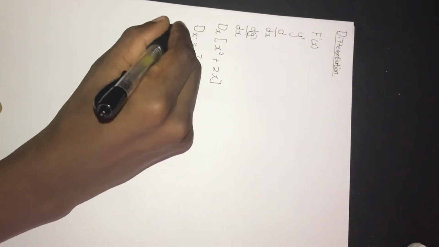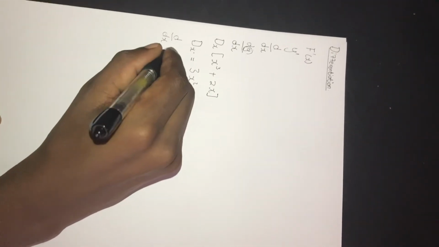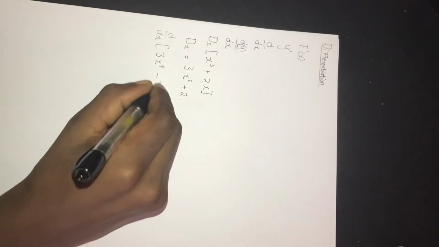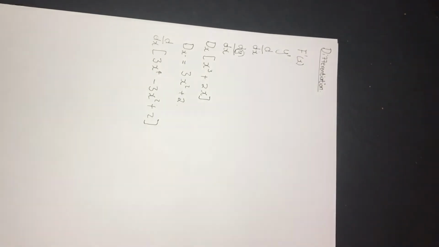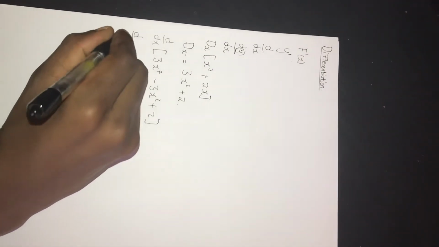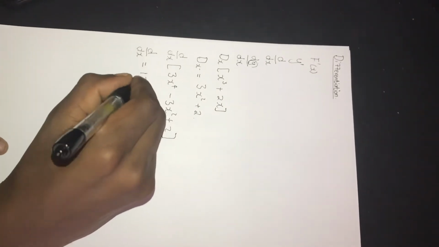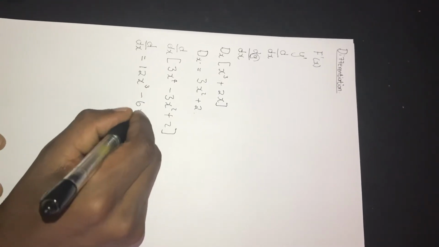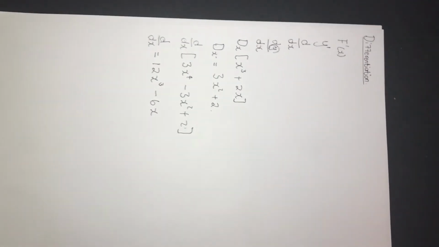So if I give you d over dx of maybe 3x to the 4 minus 3x squared plus 2, then you will start by saying d over dx is equal to, and then this will be 12x cubed minus 6x, and then remember the derivative of a constant is 0, so this is where we'll end.